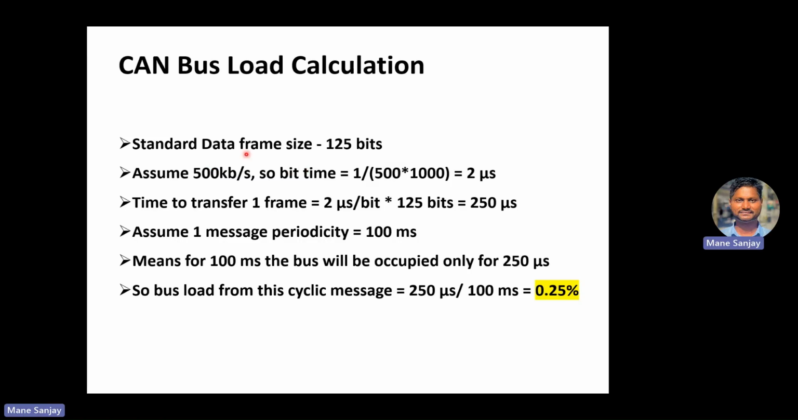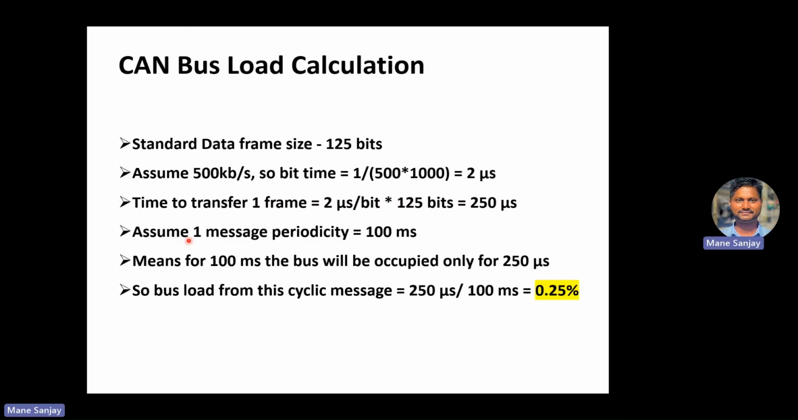The first step is you must know the size of your frame. Then you must know the baud rate we are dealing with. The next step is to calculate the time to transfer one complete frame. This is for one bit, right? If I'm considering 125 bits, then I need 250, because it will get multiplied by this factor. So you will get 250 microseconds to send one standard data frame at a baud rate of 500 kbps in a network.